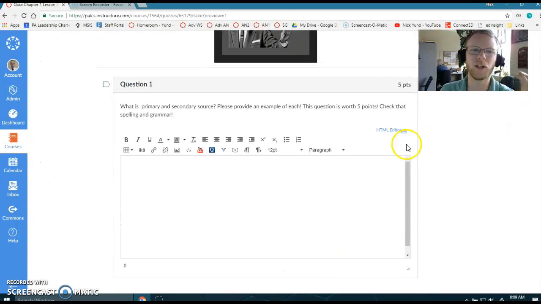I want you to tell me what is a primary and secondary source. Please provide an example of each. This question is worth 5 points. So make sure you tell me this is what a primary source is. Here's an example. This is what a secondary source is. Here's an example. Check that spelling and grammar for me. All right, I want to see capitalization and punctuation, please.